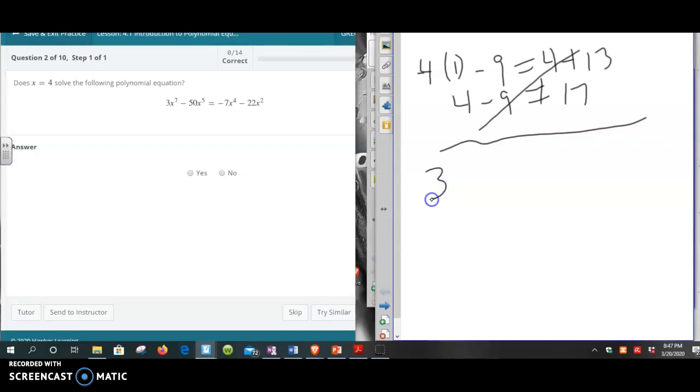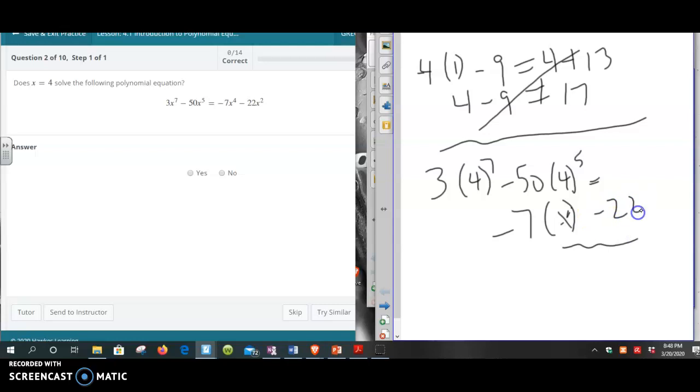But before you get worked up, just write it out before you start calculating. 3 times 4 to the 7th minus 50 times 4 to the 5th. Does that equal negative? Well, it's not going to be, because it's negative, so we know right now. We don't have to go through this crazy calculation. I can tell you right now that's not. This whole business over here is going to be negative, because you have a negative 7 times 4 minus 22 times 4, so that's all negative, so this is definitely no.